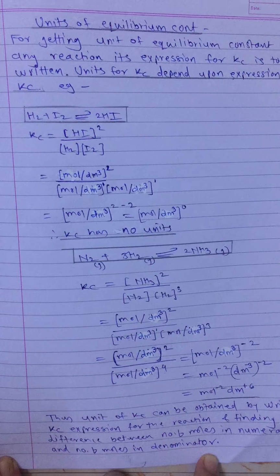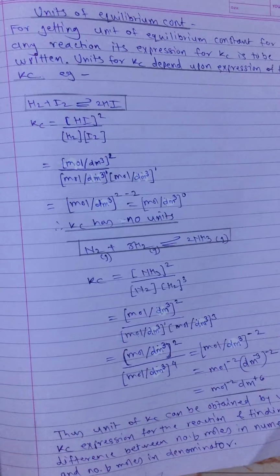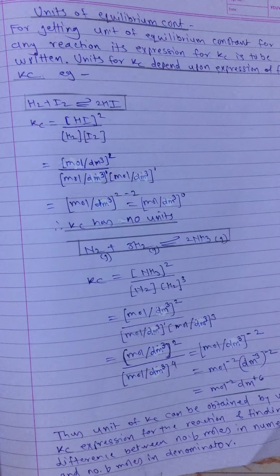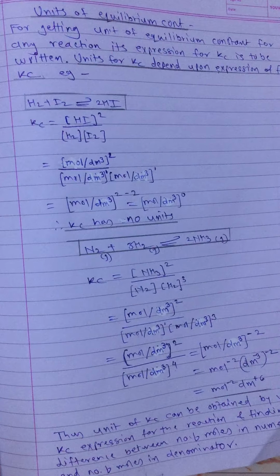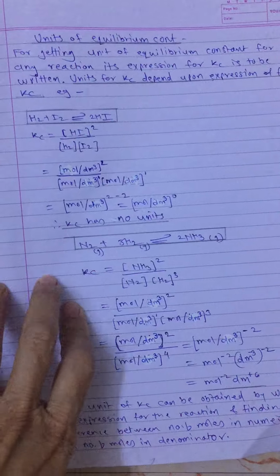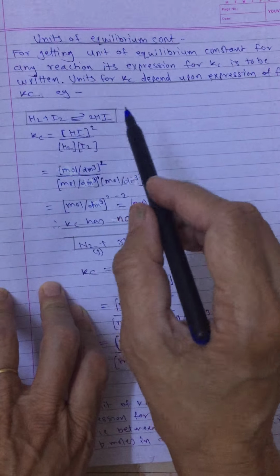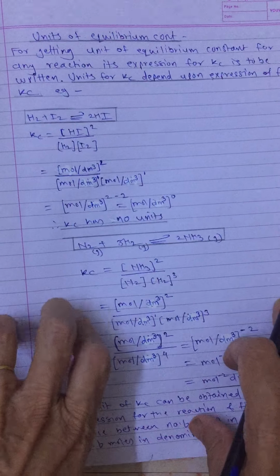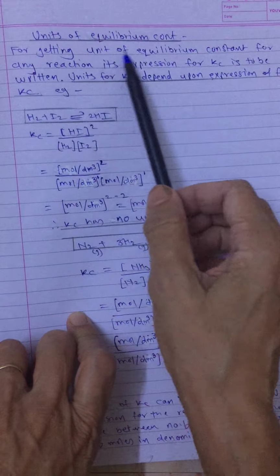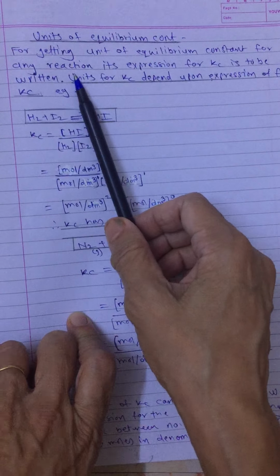Now we will continue the chapter with units of equilibrium constant. In the last video we have seen equilibrium constant for heterogeneous equilibria. So how to derive units for equilibrium constant, that we will see in this video. For getting the unit of equilibrium constant for any reaction, listen carefully.